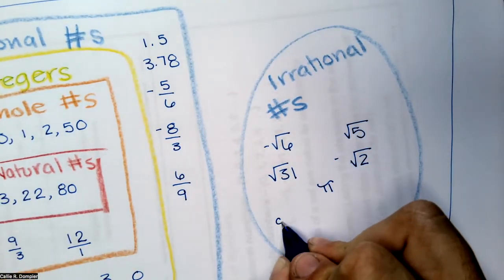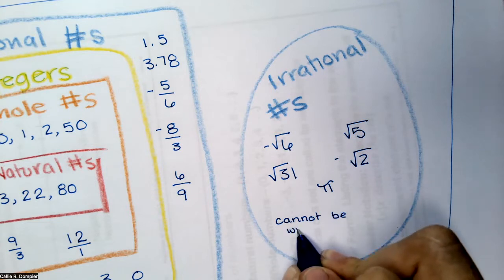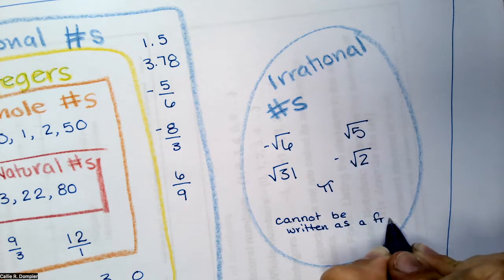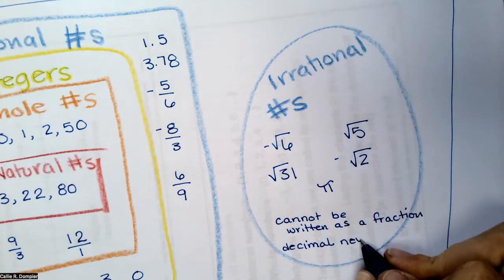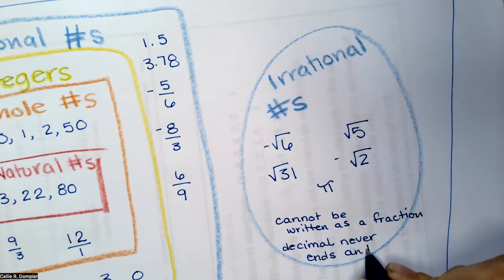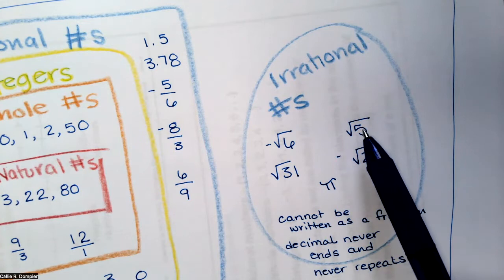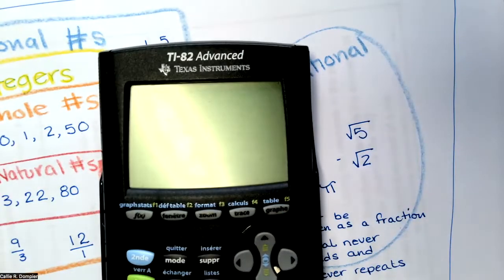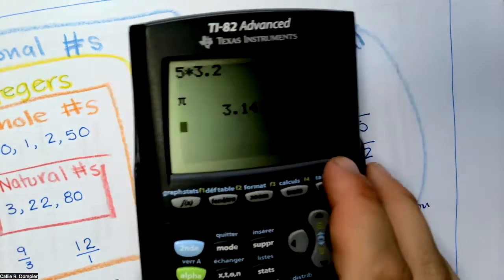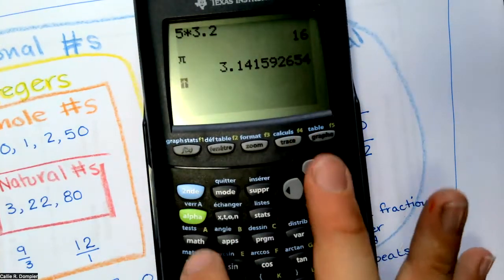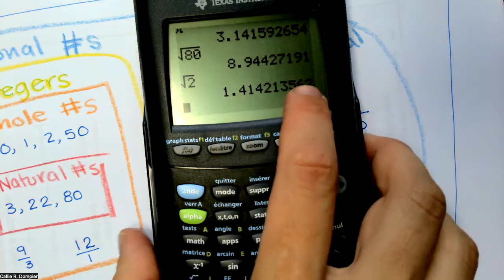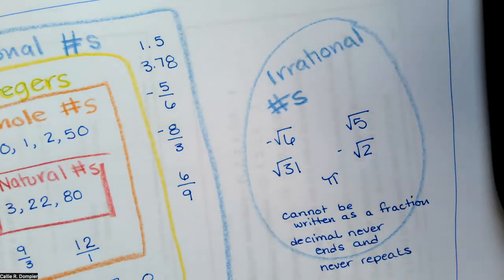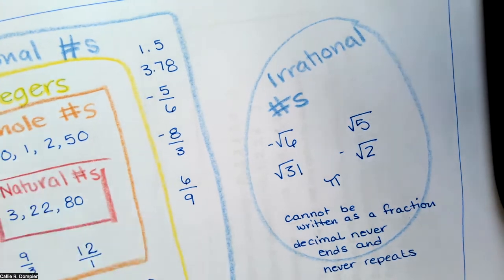Irrational numbers are numbers that cannot be written as a fraction. Or the decimal never ends and never repeats. So a lot of radicals are irrational numbers. The number pi is an irrational number. So when you look in your calculator at pi, it goes on until your calculator just stops. It goes all the way to the ninth place value behind the decimal. So those are irrational numbers.